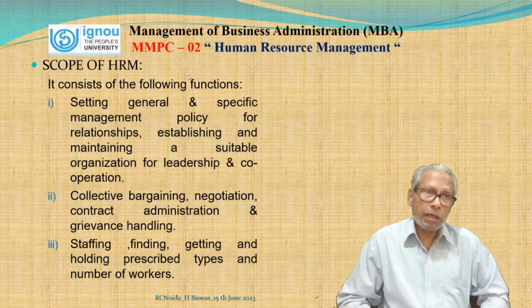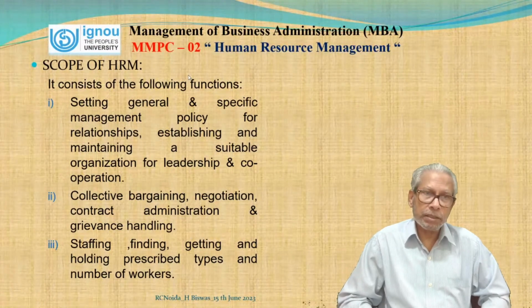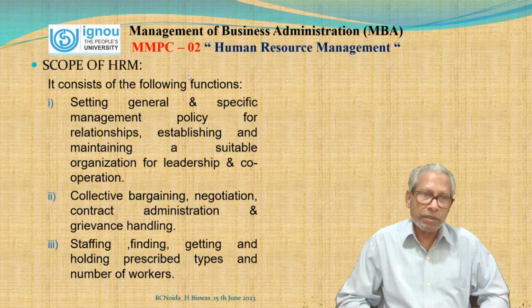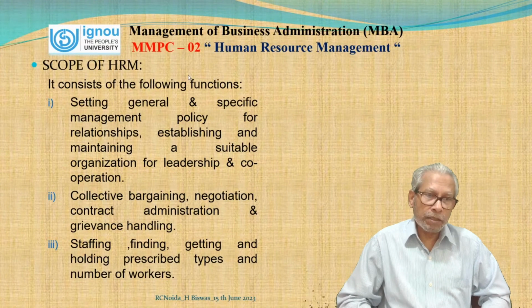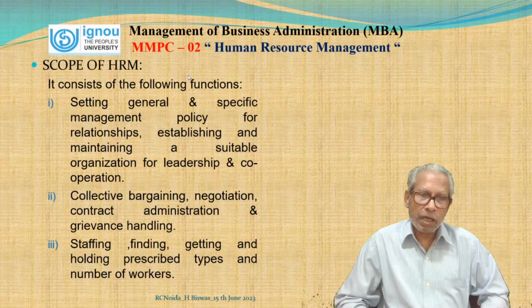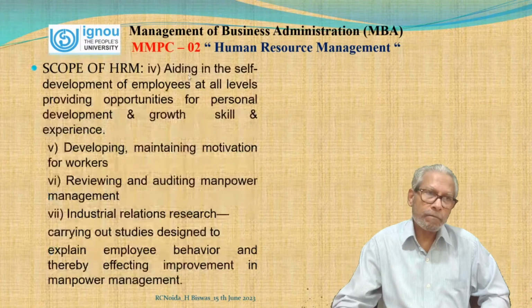It consists of the following functions: setting general and specific management policy for the relationships, establishing and maintaining suitable organizations for leadership and cooperation, then collective bargaining, negotiations, contract administration, and grievance handling. These are all the functions: finding, getting, and holding the prescribed types and number of workers through the recruiting process.